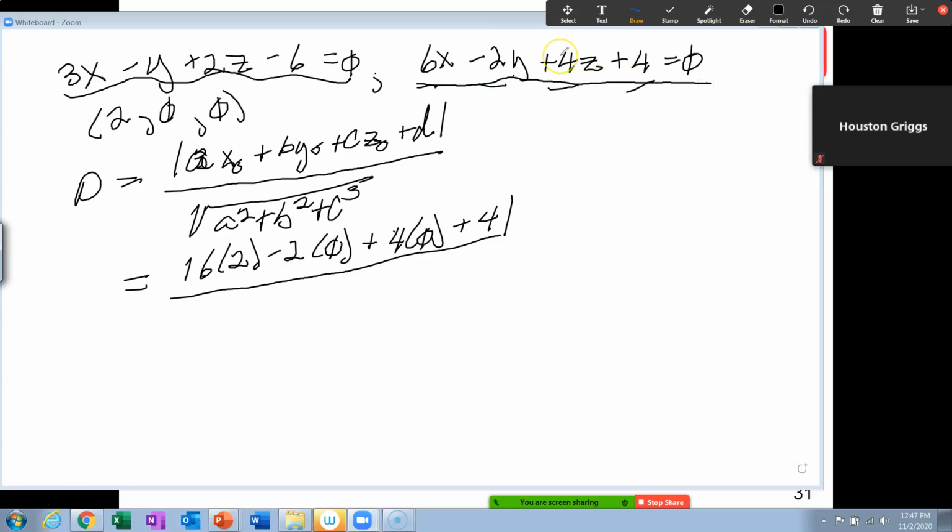How do we know they're parallel planes? Look at the direction numbers: 3, minus 1, 2, and 6, minus 2, 4. Exact multiples of each other, meaning that the normal vectors are parallel to each other. Or that they're the same plane.